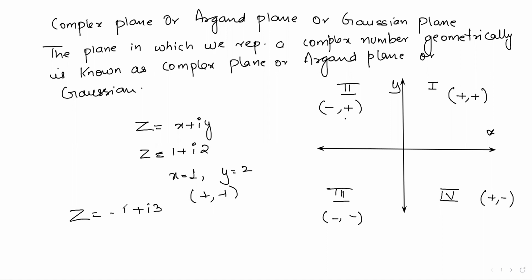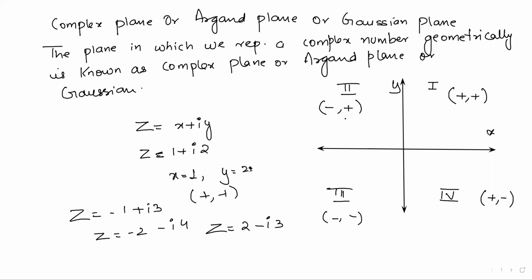Second quadrant. Second, very good. Suppose we have this one, z is equal to -2 minus iota 4. This lies in which quadrant? Third quadrant. Very good. Next we have this, suppose z is equal to 2 minus iota 3. This lies in which quadrant? Fourth. Fourth one. Okay, very good.